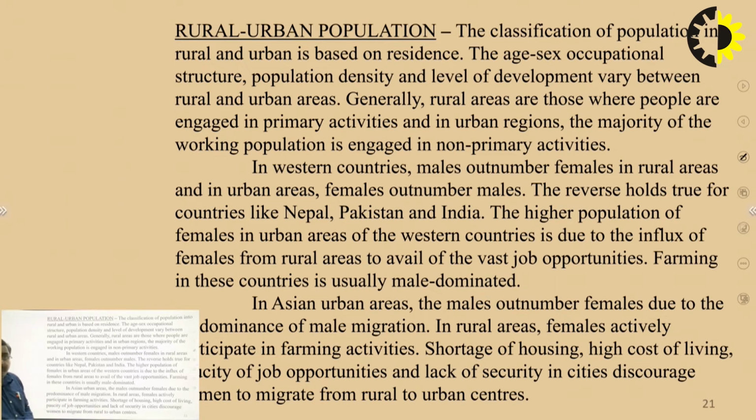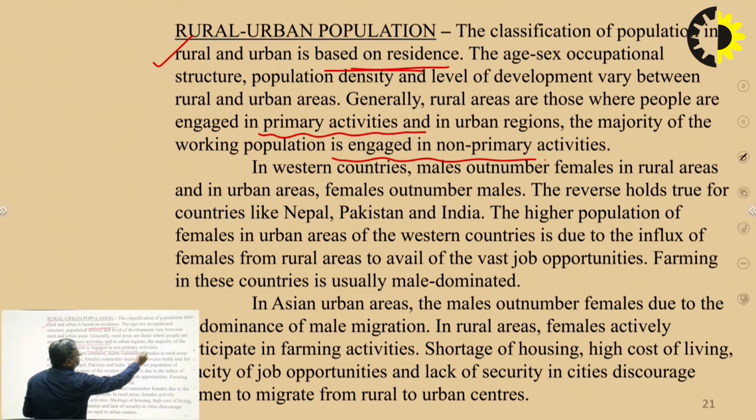The rural-urban population. Classification of population into rural and urban is based on residence, that is the place of dwelling. The age-sex, occupational structure, population density, and the level of development vary between rural and urban areas. Generally, rural areas are those where people are engaged in primary activities, that is agriculture, and in urban regions the majority of the working population is engaged in non-primary activities, that is the secondary and the tertiary sectors of the economy.